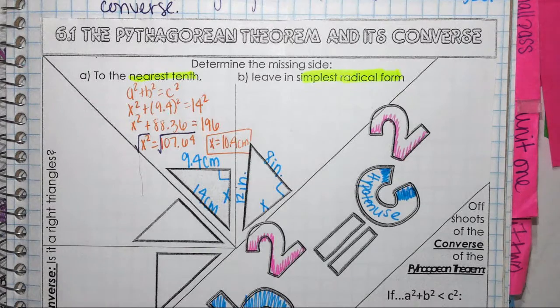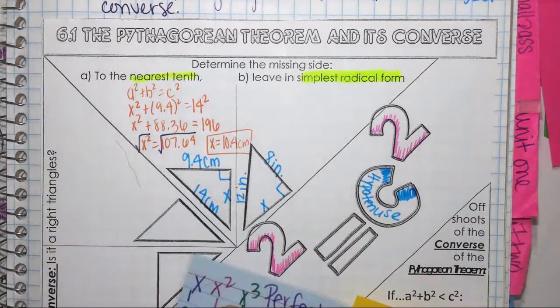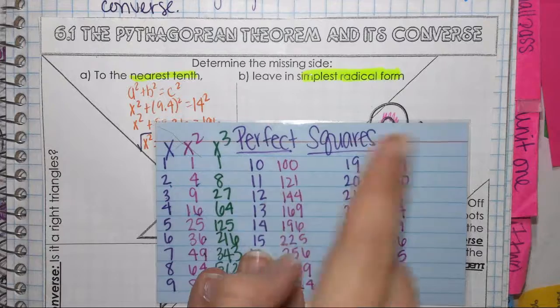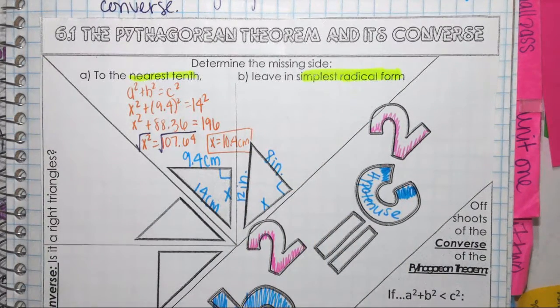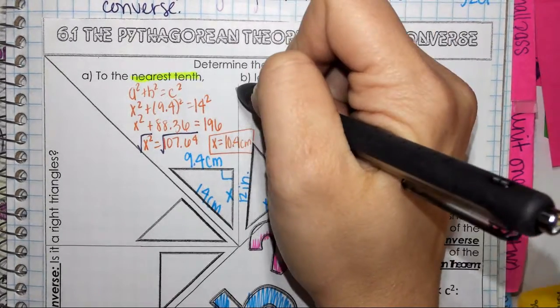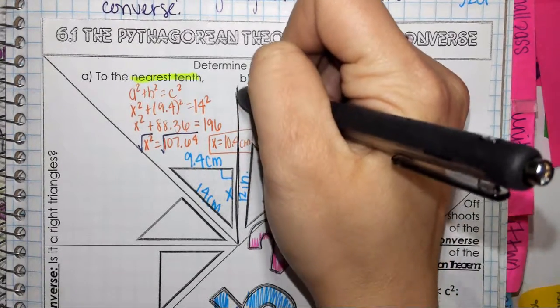Now, simplest radical form means you need your perfect square card, in case you still have it. If you don't, I have mine. And you're going to find the biggest perfect square that divides into our number. And remember, the perfect squares are the pink ones. So we're going to work this problem out. I let my side length be x, 8, and my hypotenuse is 12.